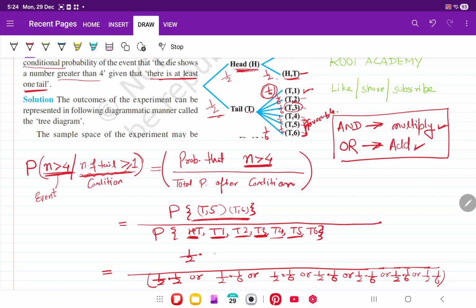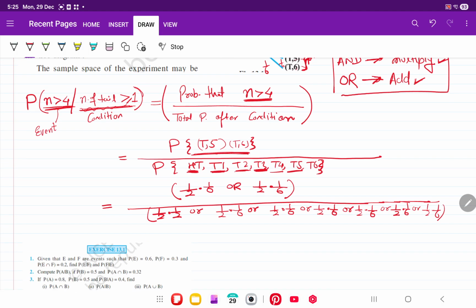These two are favorable. So for these two, what will be the probability? Coming tail and 5 is 1 by 6, or coming tail and 6, which is 1 by 6. Because when you are throwing a die, the probability that 5 will come is 1 by 6, and the probability that 6 will come is again 1 by 6. Okay, now let me simplify it. Whenever you have an or in probability, we add the probabilities. This is the basic law.